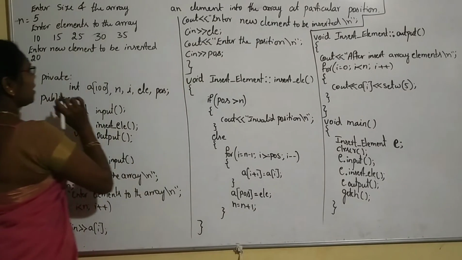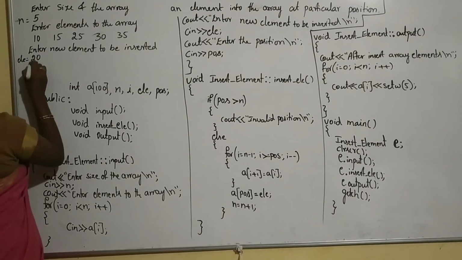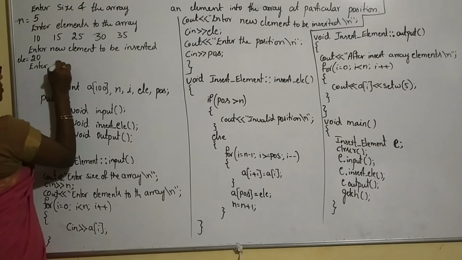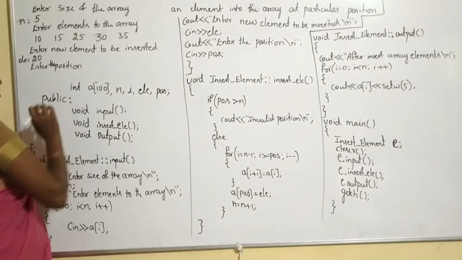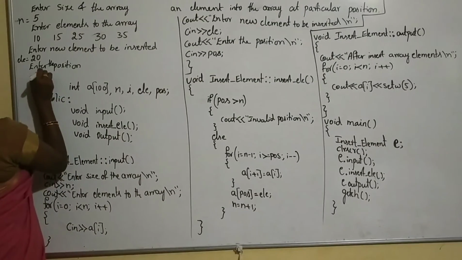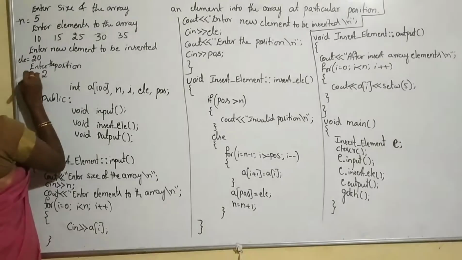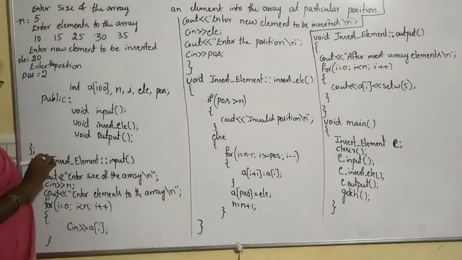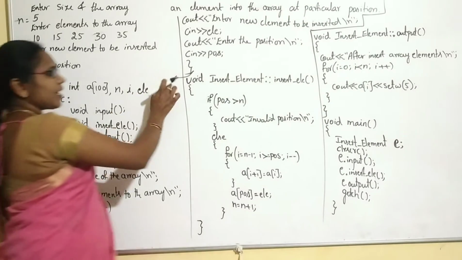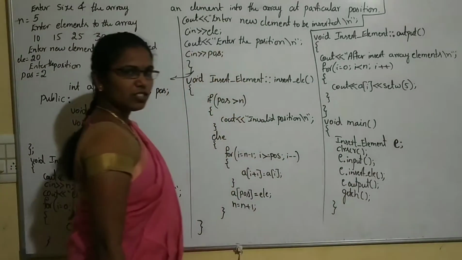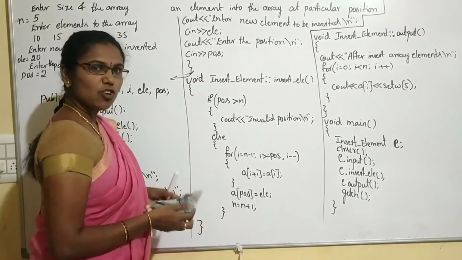Later it will execute the statement enter position. Once this statement executes, we give the position value, right? I will give position as 2. That 2 is stored in which variable? The pos variable. pos contains the value 2. After that, the input function terminates. The control is transferred to the main function and it will call another function. The other function is the insert ele function. Now the insert ele function starts execution.